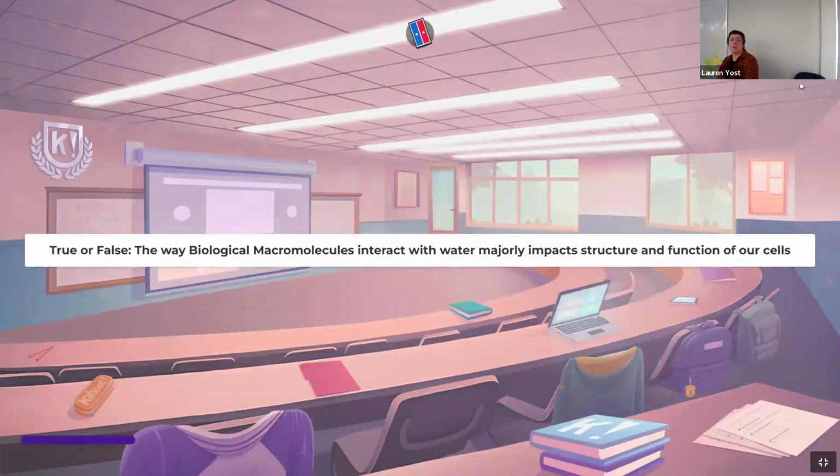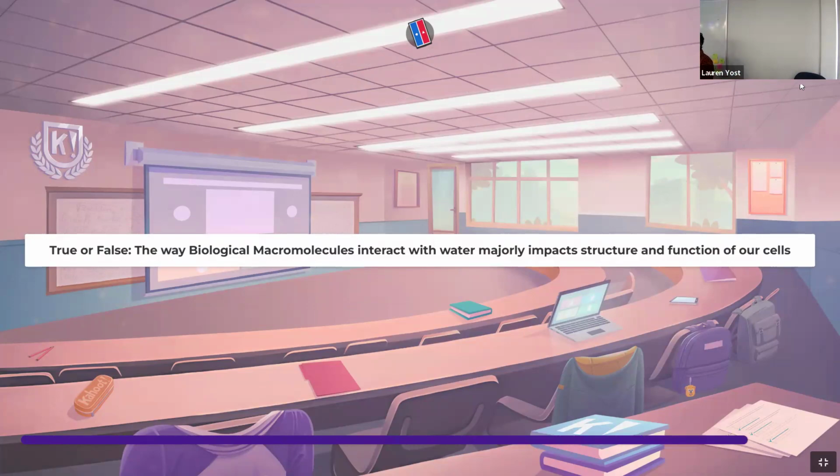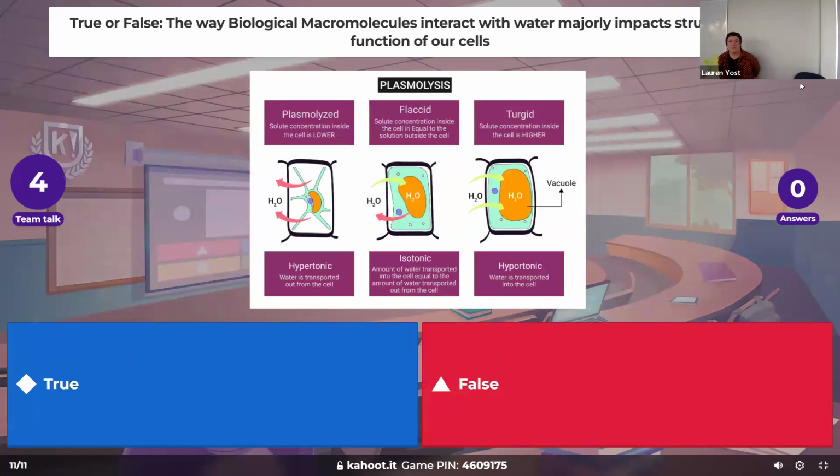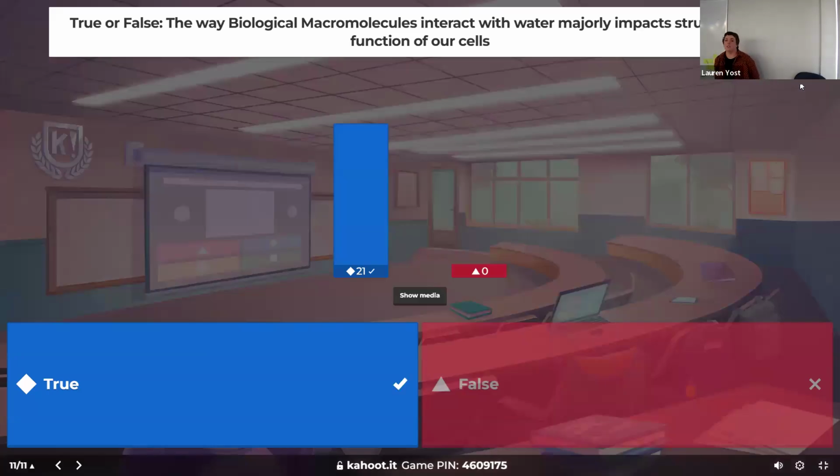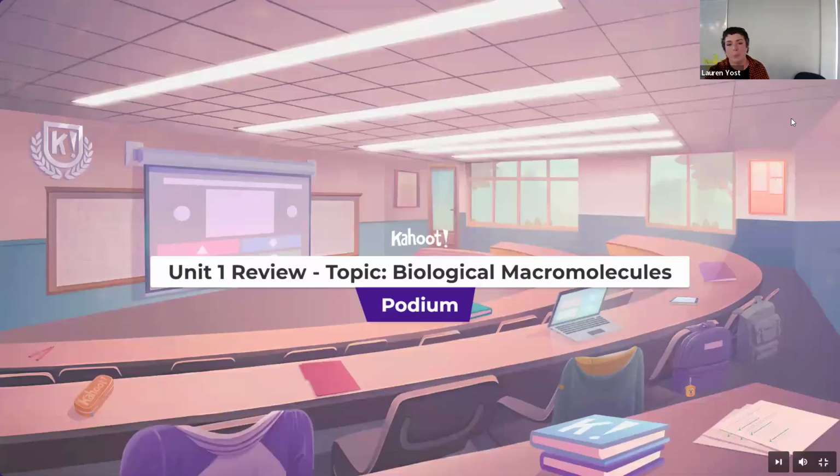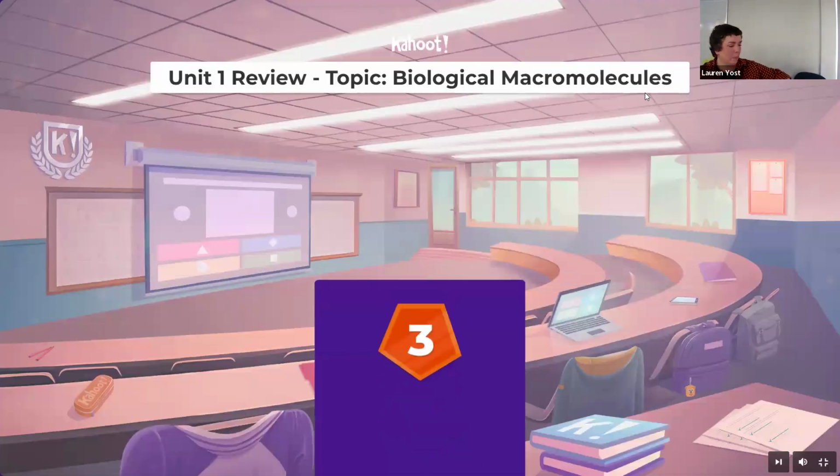All right, true or false? The way biological macromolecules interact with water majorly impacts structure and function of our cells. Those macromolecules, carbohydrates, proteins, lipids, and nucleic acids, how they interact with water impacts our cell structure. Yeah, so true. Obviously, that's true because we talk about the polarity and the non-polar and all that.